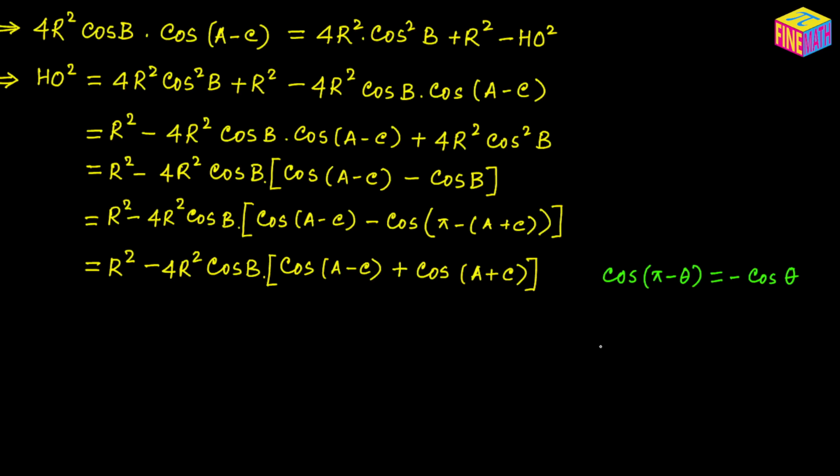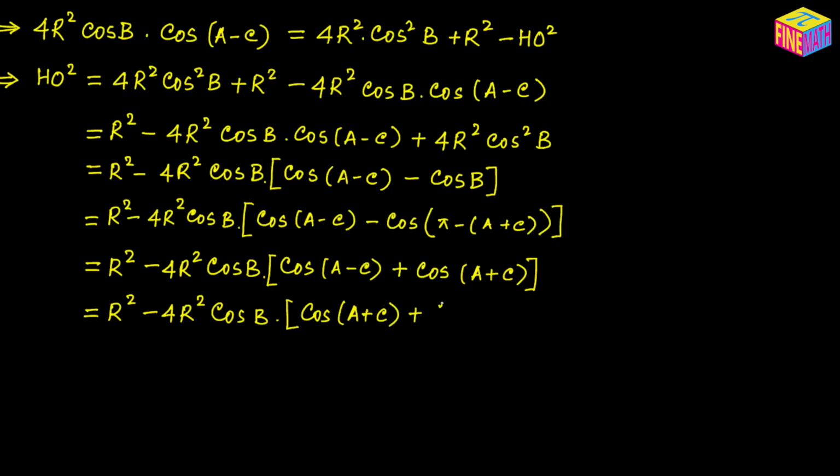So cosine of pi minus any angle is equal to negative cosine of that angle. Alright, let's simplify a little more. So this can be written as r squared minus 4 times r squared cosine of b times, within the bracket, I am going to rearrange a little bit. I am going to write cosine of a plus c and then plus cosine of a minus c.